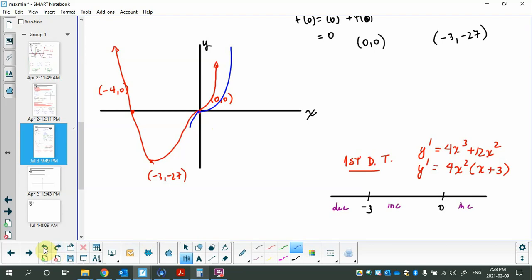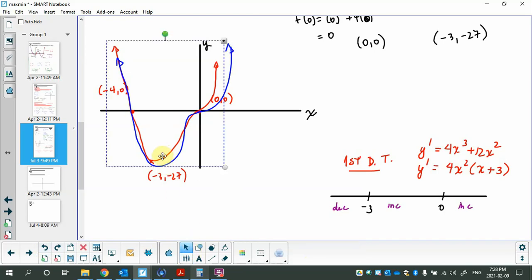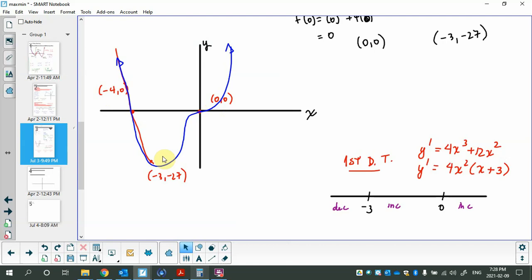I'm going to make this a little more obvious and then come back up through this point right here. And I think that is only incrementally better than my red version, which I'm going to get rid of.